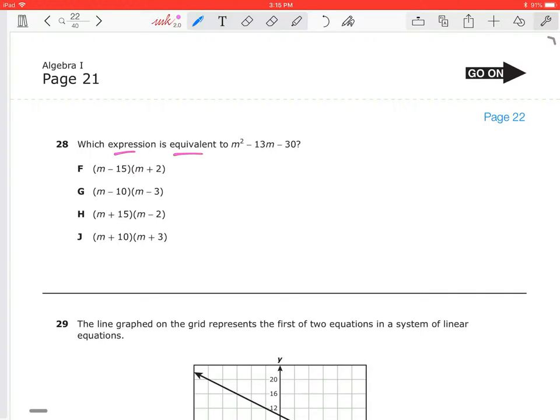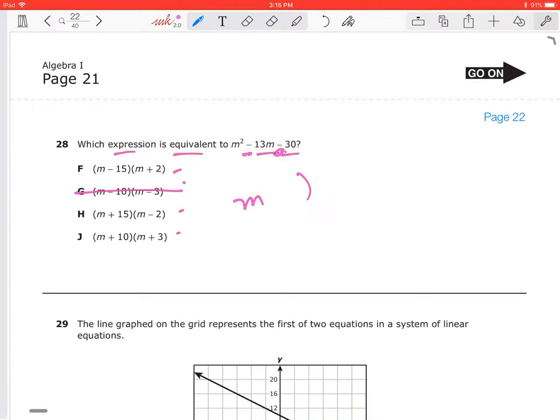Which expression is equivalent to m squared minus 13m minus 30? Well, if you notice, all of these are factored forms, so we're looking for the factored form. Now, we know that we're going to have a negative and a positive in order to have our multiplication negative and our addition negative. So we can eliminate answer choice G, can't eliminate any other choices.